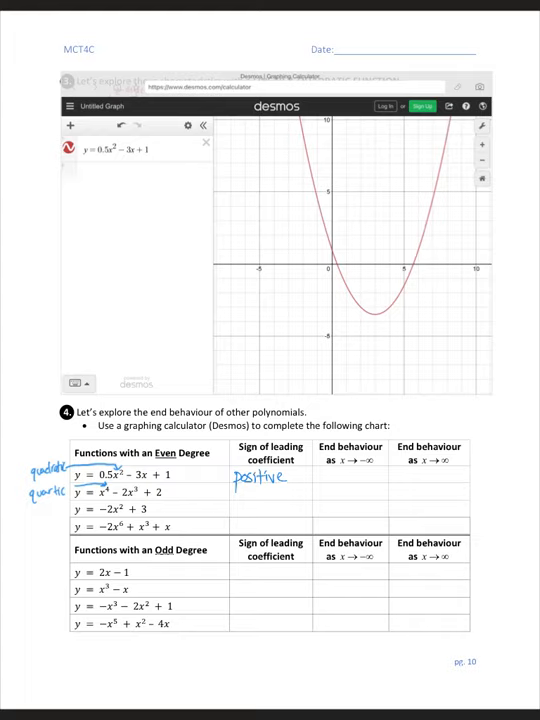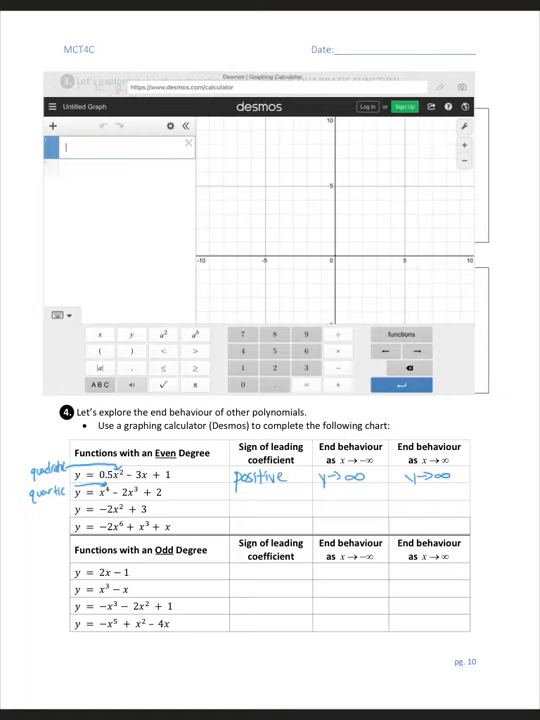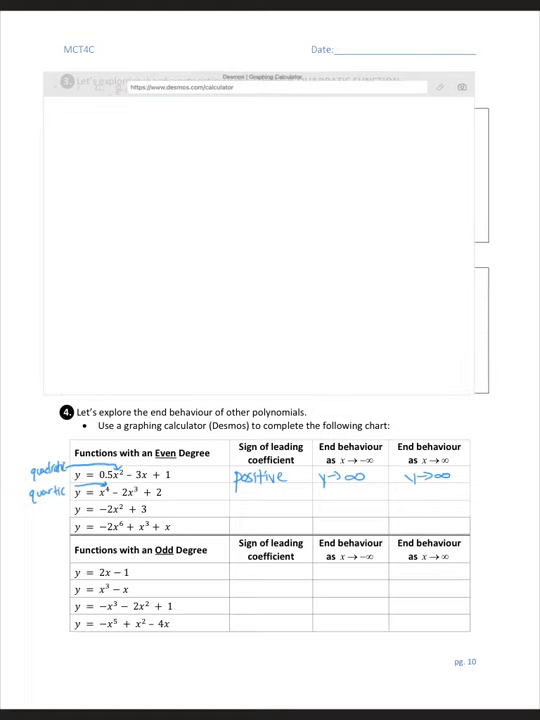And if we look at the end behavior again, as x is approaching negative infinity, so as my x is getting more negative, what's happening to my y? My y is continuing to get more positive or approach positive infinity. As x approaches positive infinity, y is continuing to get more positive, right? It's continuing to go up or approach positive infinity, okay? Let's type in the next equation.